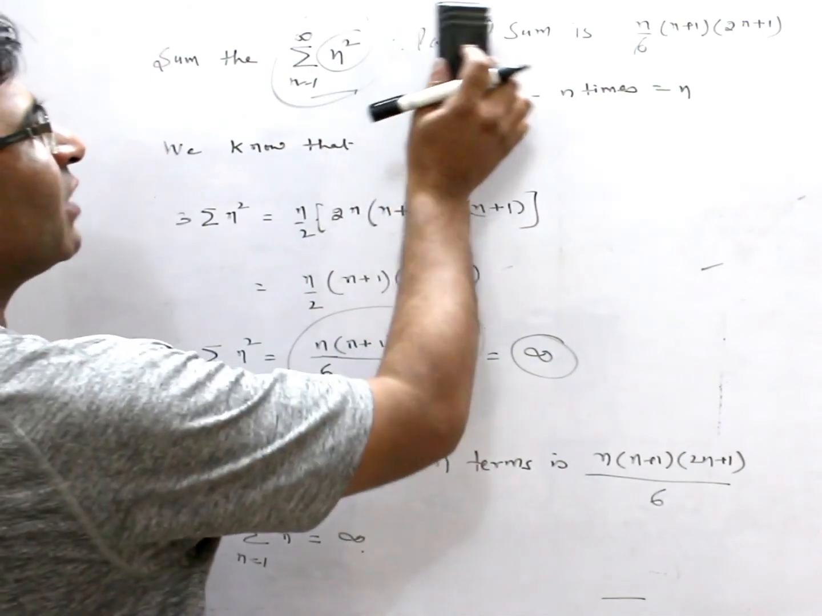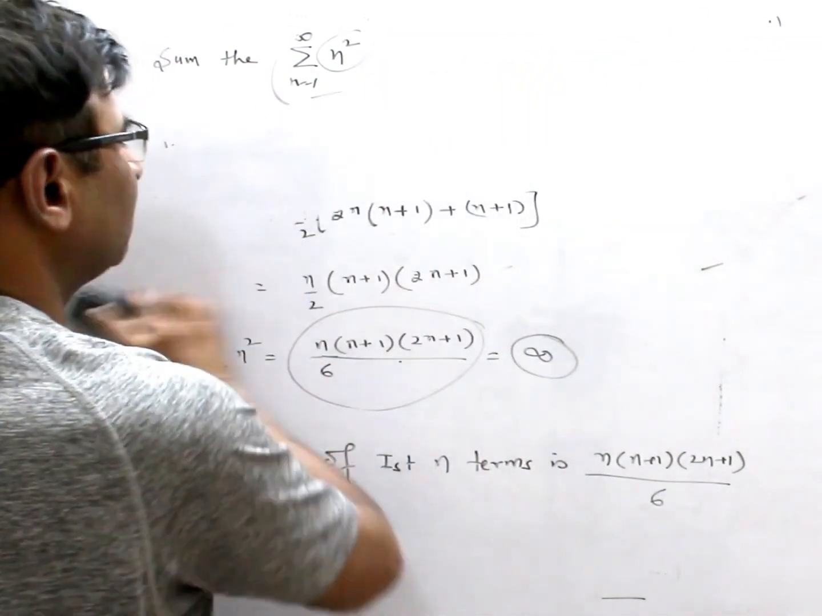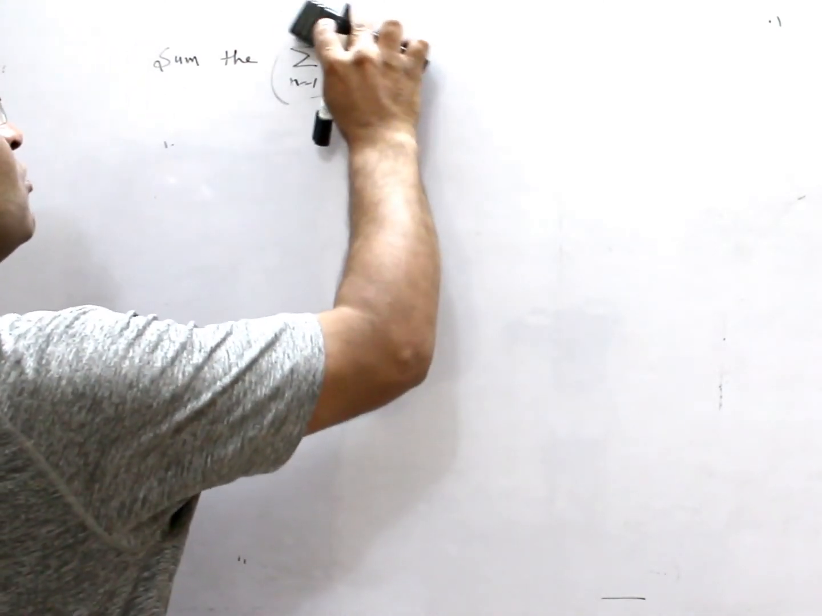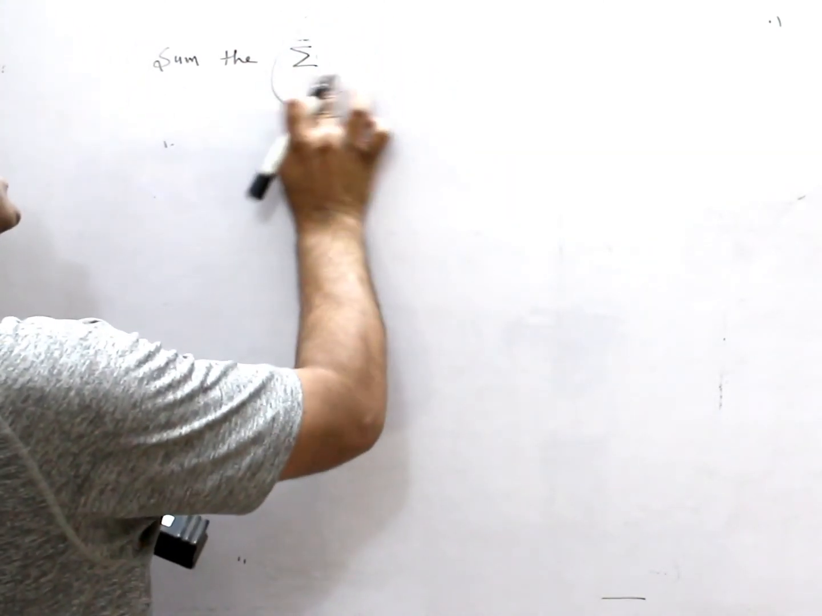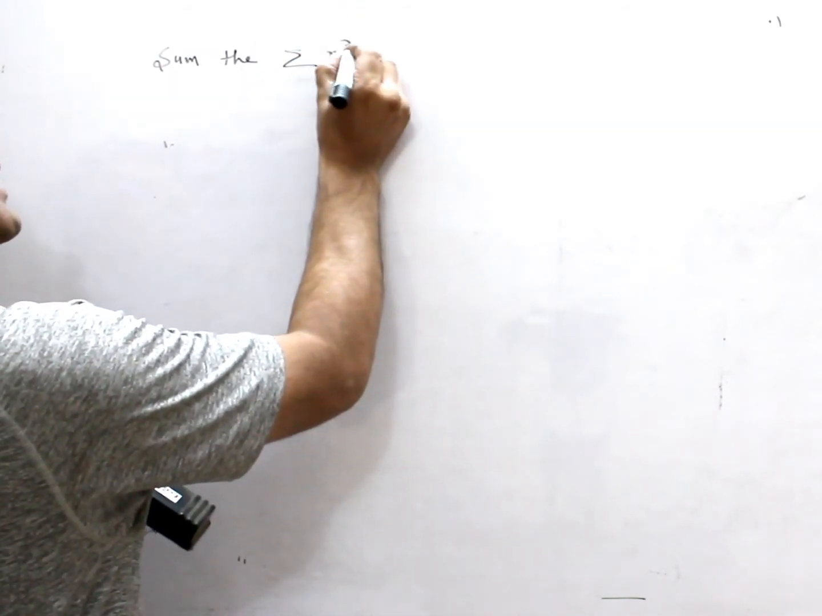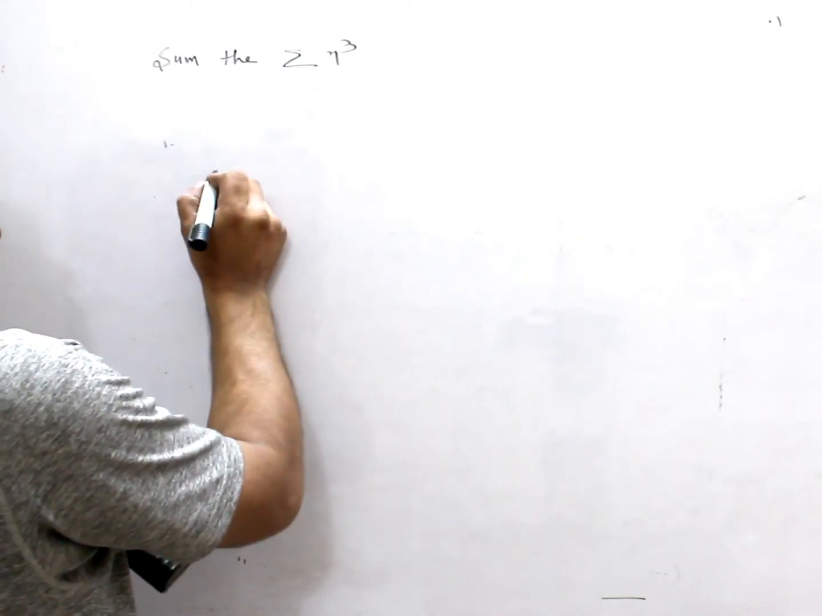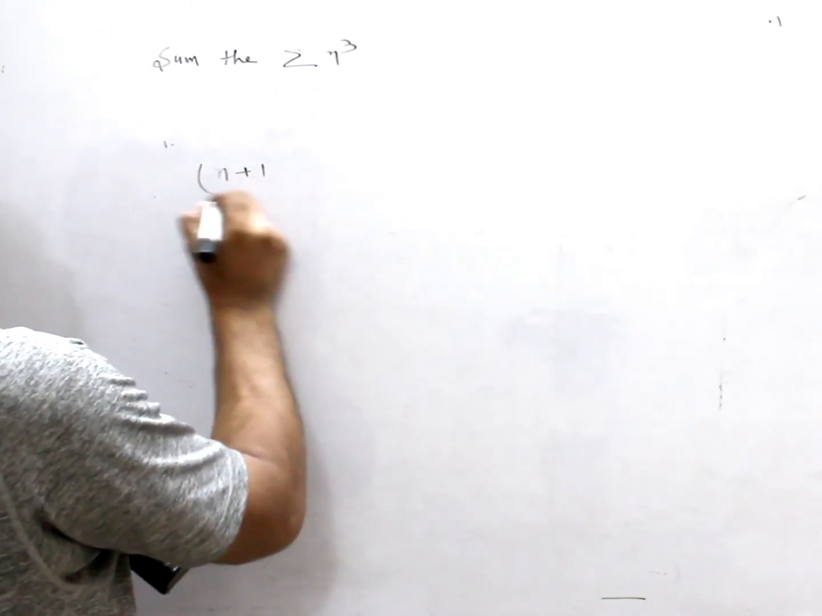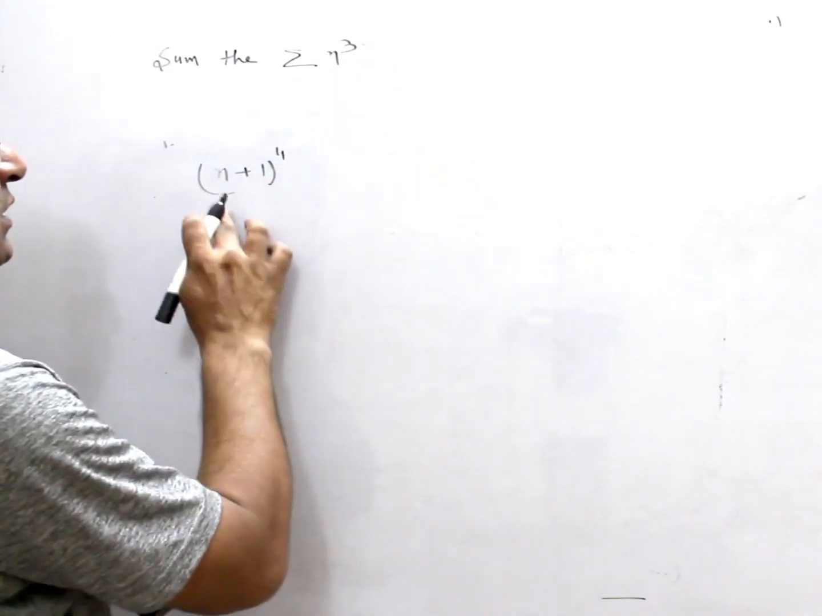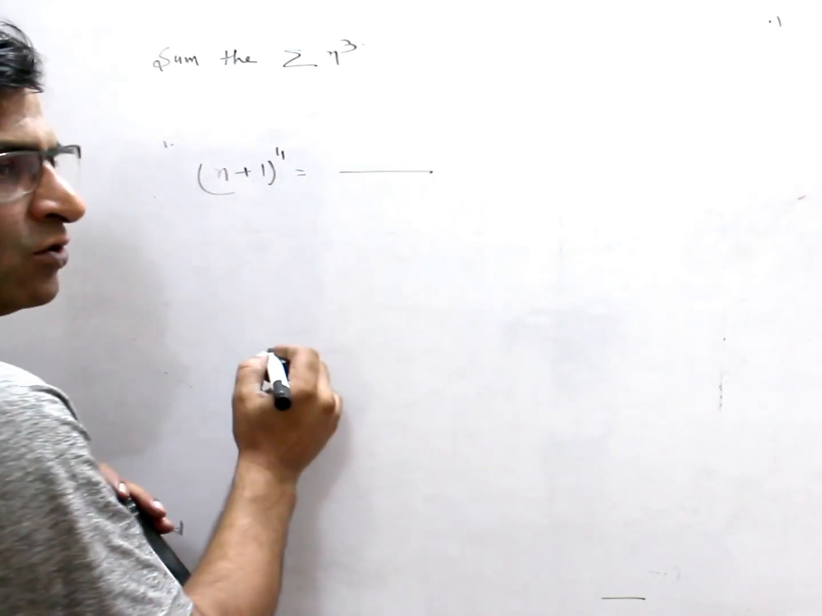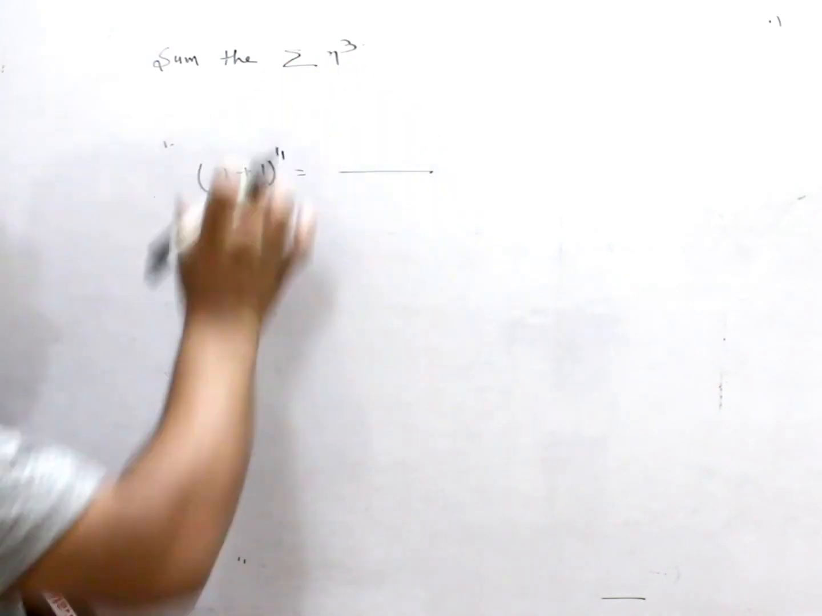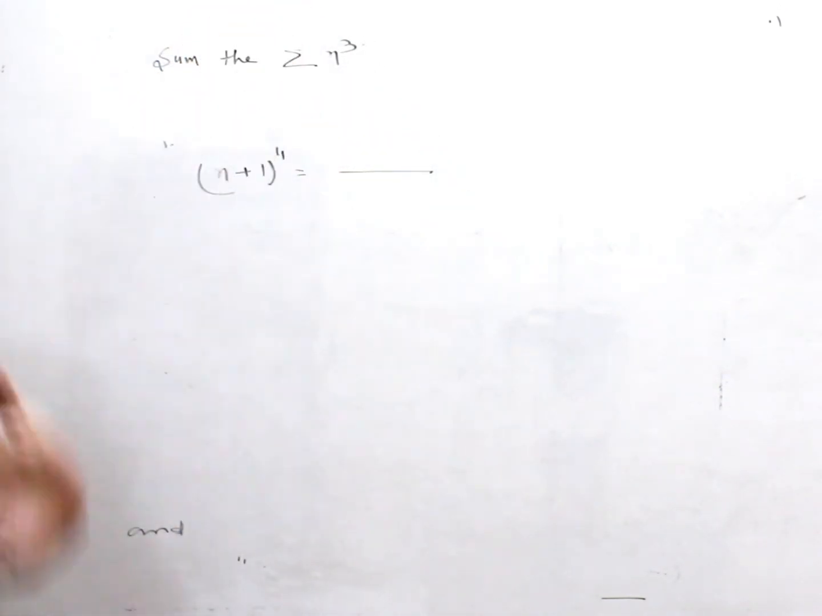Similarly, if I want to find the partial sum of sigma n cube, I do the same. I take first one power extra. That means I will expand this using binomial, and I follow the same process. So the partial sum of n cube can be found.